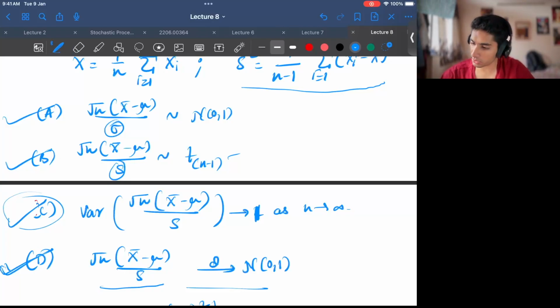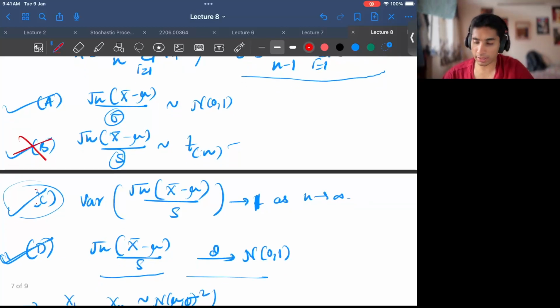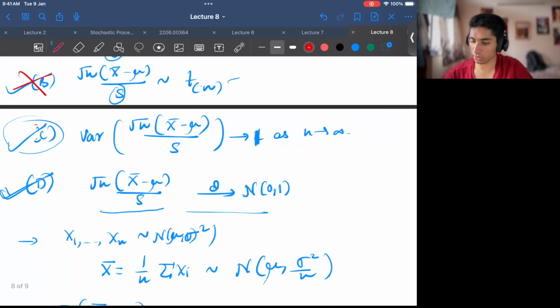Okay, so the B option is wrong. This thing is given to be n. However, it should be n minus 1 because root n (x bar minus mu) by S will have n minus 1 degree of freedom, not n degree of freedom. The first option is correct and the last option is also correct. So B option is wrong. So B is incorrect. Sorry, I confused it.